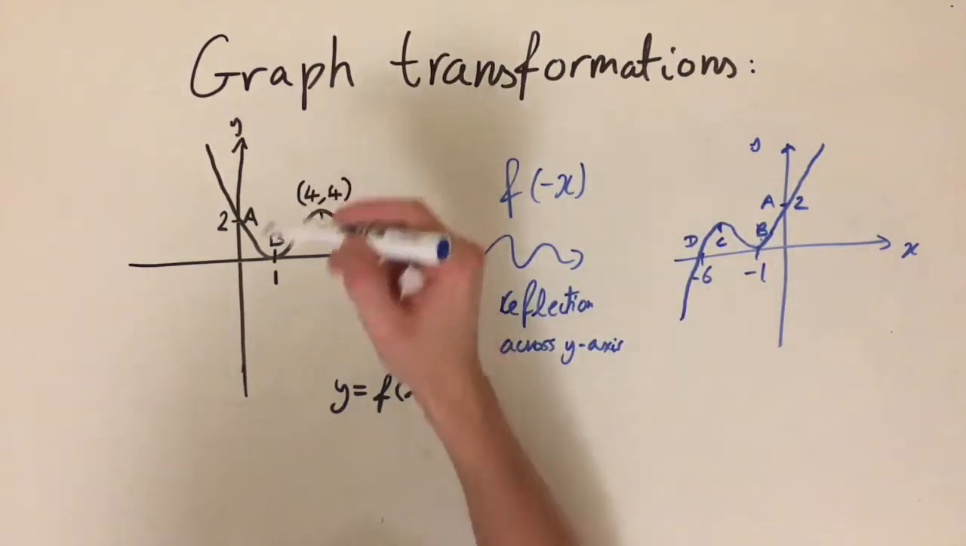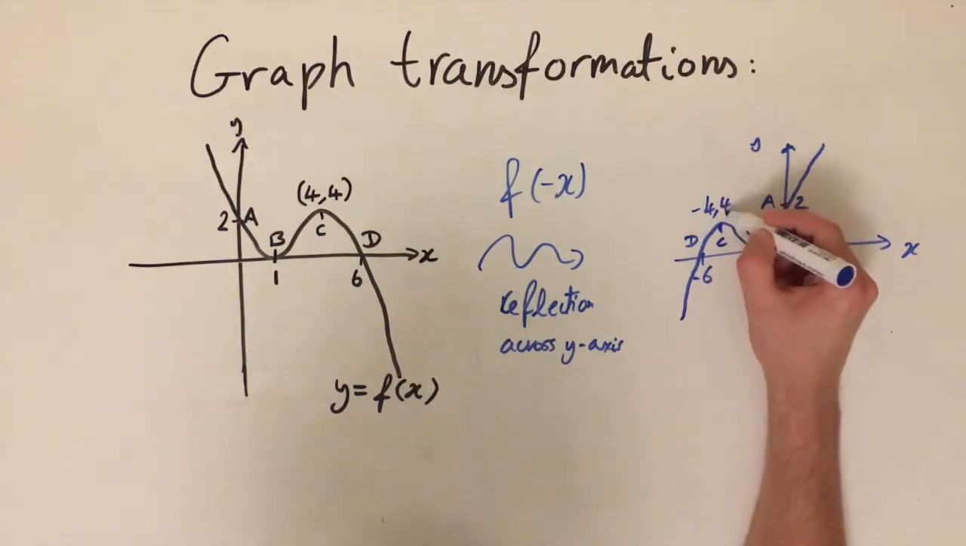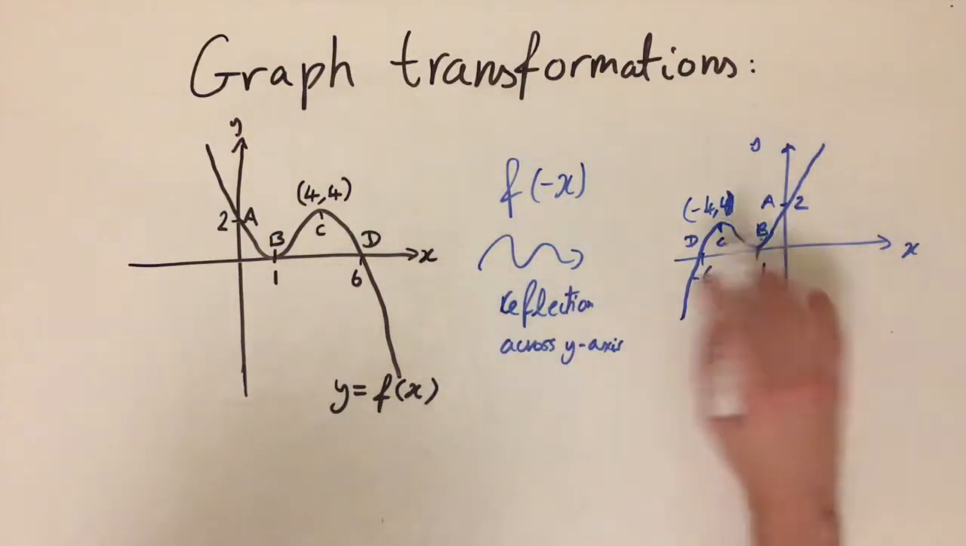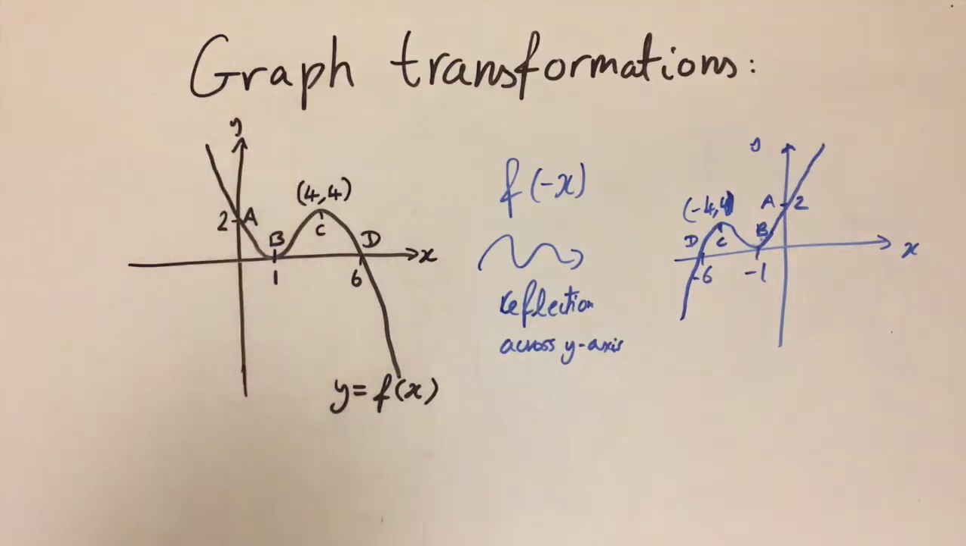And then finally, we want to know what the coordinate of C is. The y component stays exactly the same. It's just that the x coordinate, we have to put a minus in front of it. So this becomes -4, 4. So this is kind of what it looks like. We've just reflected across the y-axis.